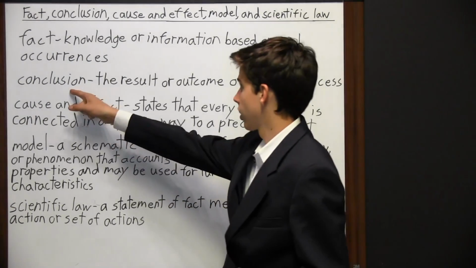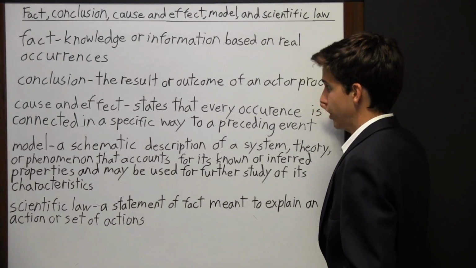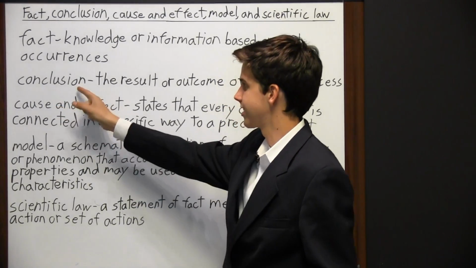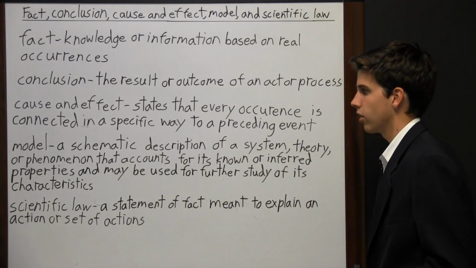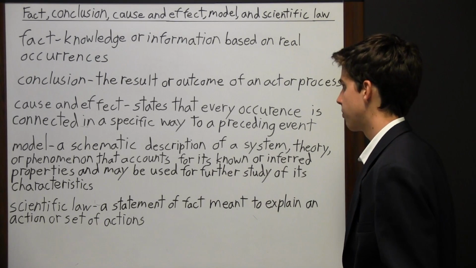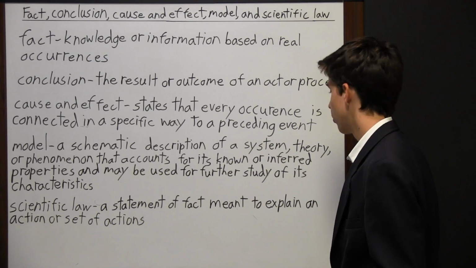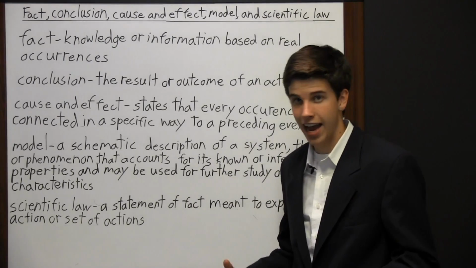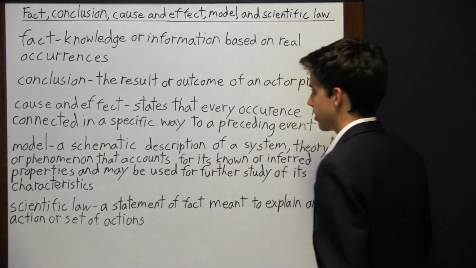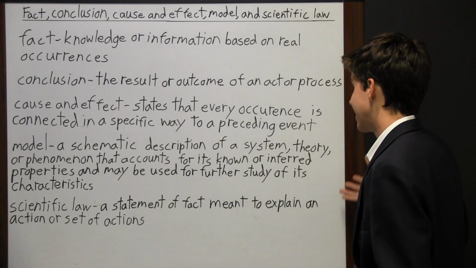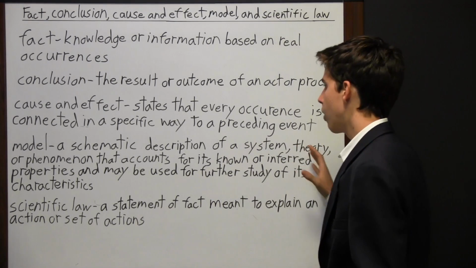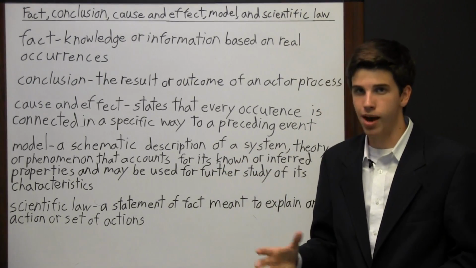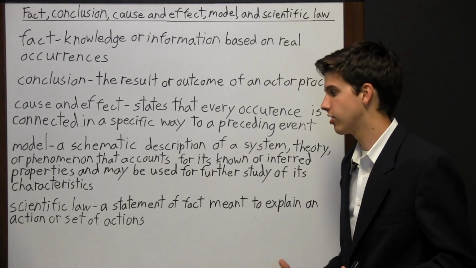And so, just like with a conclusion, it's the result or outcome of an act or process. The reason you have a conclusion, basically, is because of cause and effect. You have a cause, and then the effect is the same thing as the conclusion. And then we have something called a model, which is a schematic description of a system, theory, or phenomenon that accounts for its known or inferred properties and may be used for further study of its characteristics. So basically, this is a diagram, some type of model that explains something that's happening in science. And so it takes into account what we know about it, and then it can be used to further study its characteristics because it takes everything we know about it and puts it into some kind of diagram that makes it easier to understand.